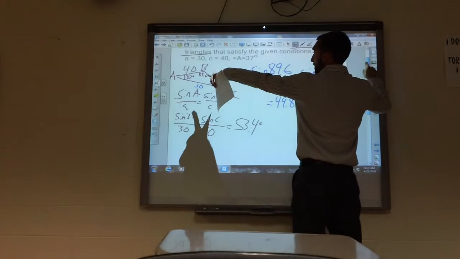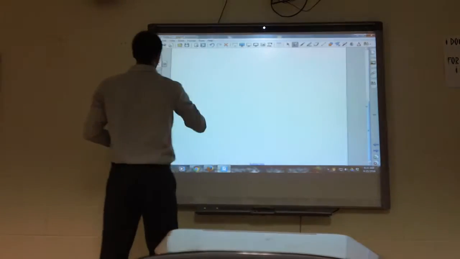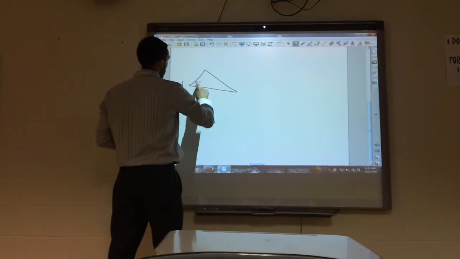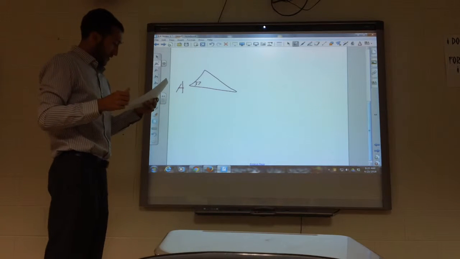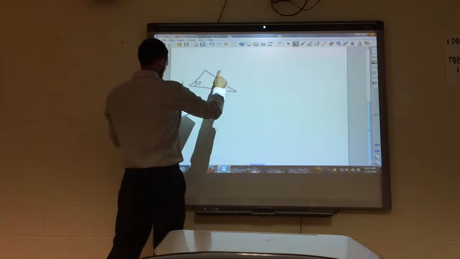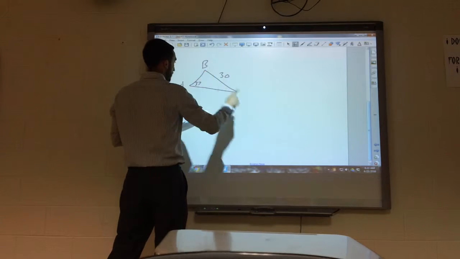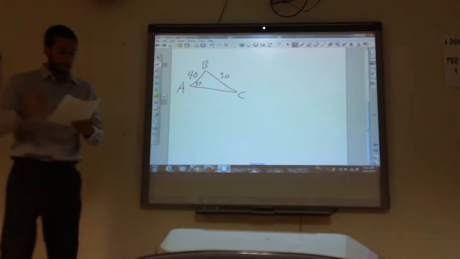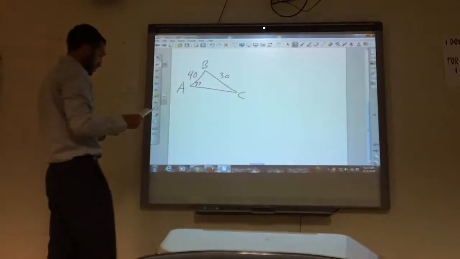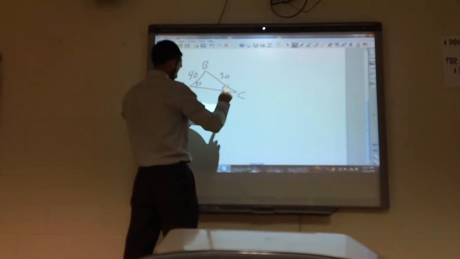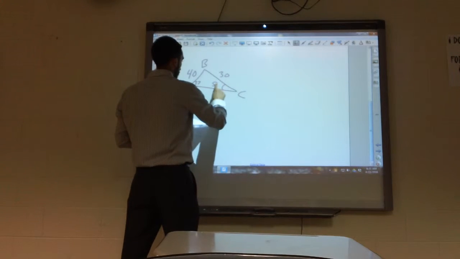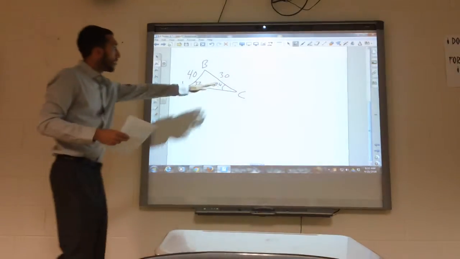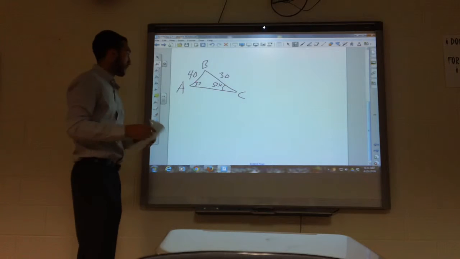So let me redraw my triangle. They told us angle A was 37 degrees, side A was 30, and side C was 40. So we found angle C to be 53.4. To test if there's another angle, what is 180 minus 53.4?